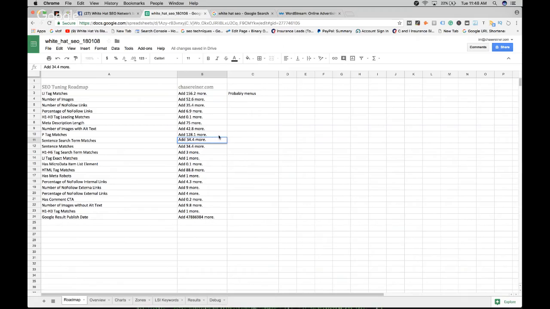So if you had "white hat SEO," one would be white, one would be hat, one would be white hat, one would be SEO, one would be white hat SEO, and you would get like five out of that. Yeah, so this isn't telling you to add 128 p tags. It's saying that you need to have your match words occur 128 times. It could be in a single p tag. Now that might be ridiculous, but it doesn't have to be 128 p tags. Gotcha. So sentence matches. It's telling you you need 35 more match words within sentences. That's interesting.